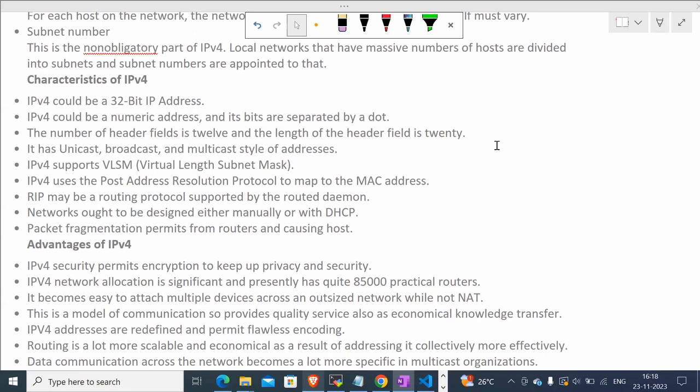DHCP assigns the IP address to each new host connecting to the network. Therefore, as the name suggests, Dynamic Host Configuration Protocol. So it configures the host dynamically and without using manual effort.